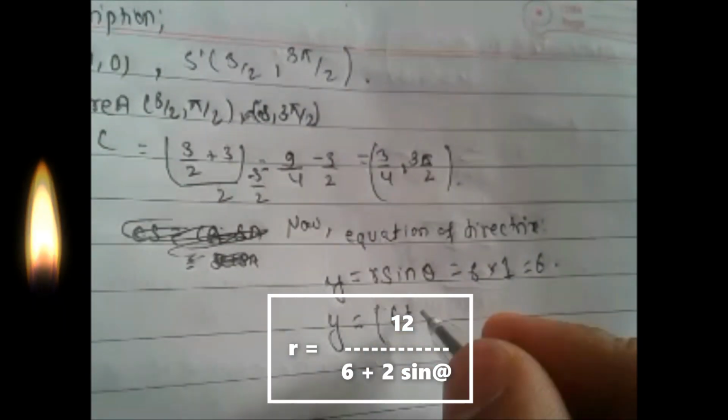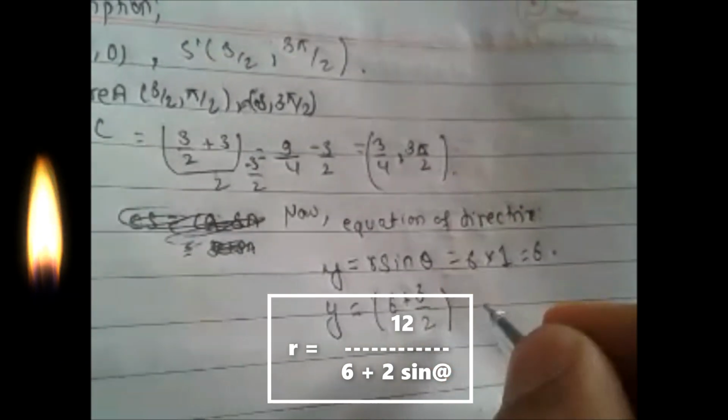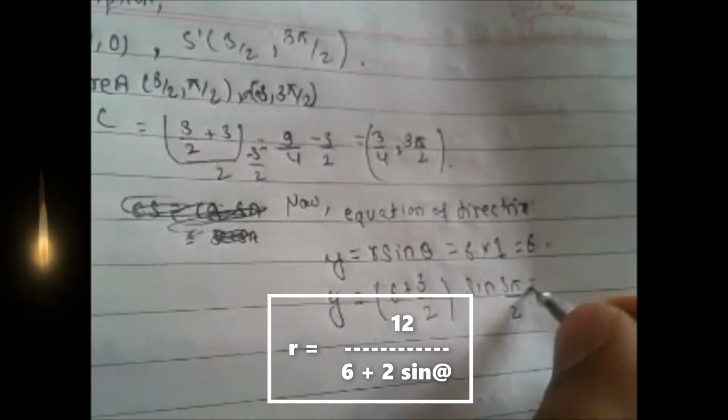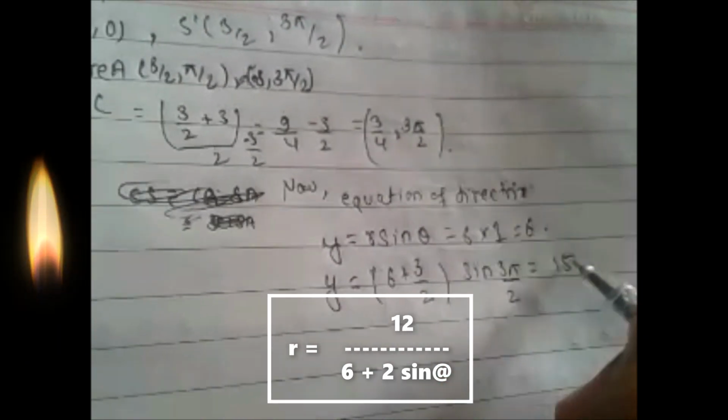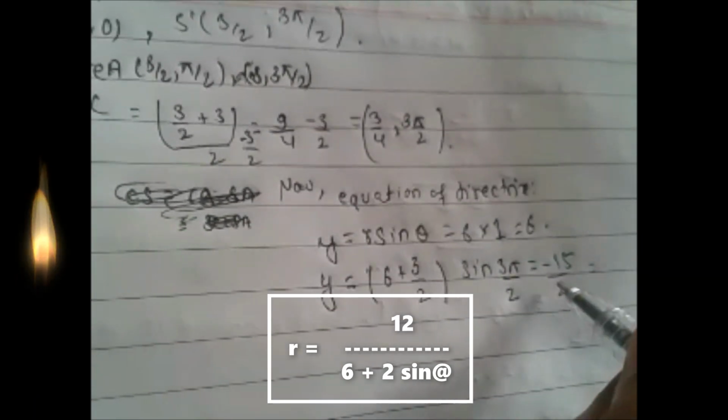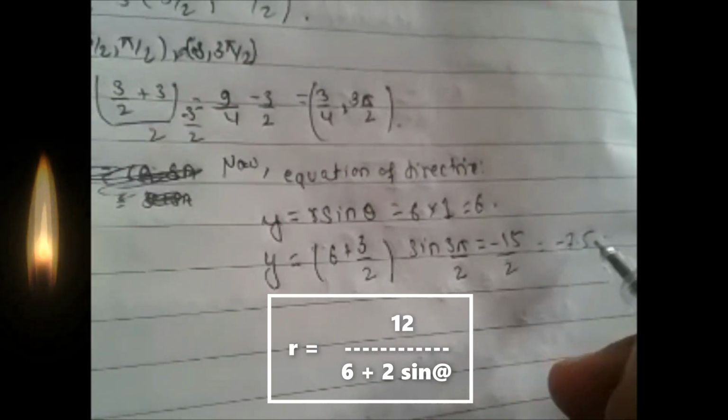Plus the focus. What is the focus? 3 by 2 sine 3 pi by 2. Sine 3 pi by 2 is minus 1, and 6 plus 3 by 2 gives 15 by 2, and this is minus, so minus 15 by 2, which is minus 7.5. So our next directrix is minus 7.5, and this concludes our answer.